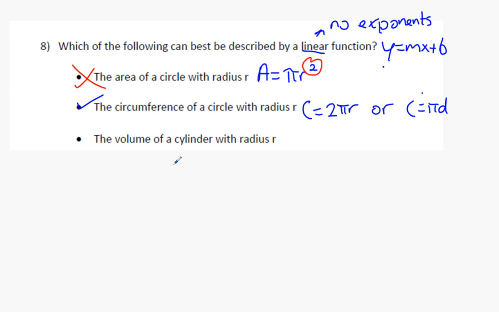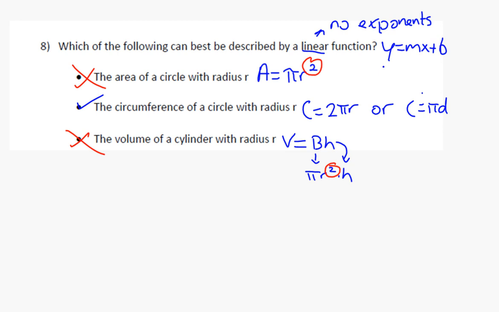Okay, and then volume of a cylinder with radius r. So back to the formula chart, volume of a cylinder is area of the base times height. Area of the base, so the cylinder has a circle base, this would be pi r squared times height. Well, if pi r squared didn't work here, it's definitely not going to work down here either, because there's that exponent, and we said pretty clearly there are no exponents in linear functions. So volume is not linear either. So our answer is this middle one, circumference. That's it.